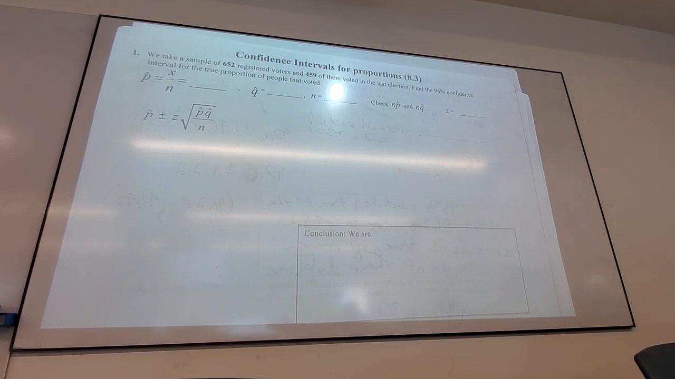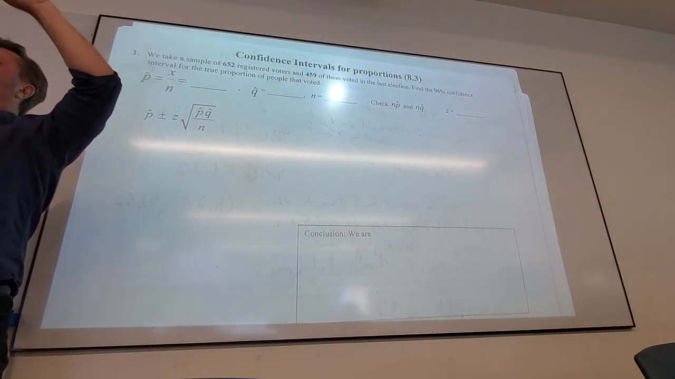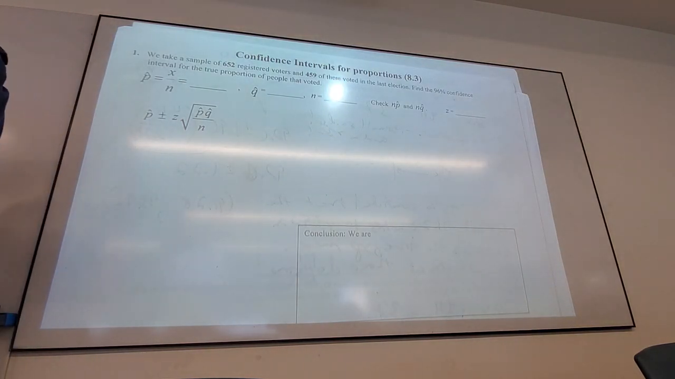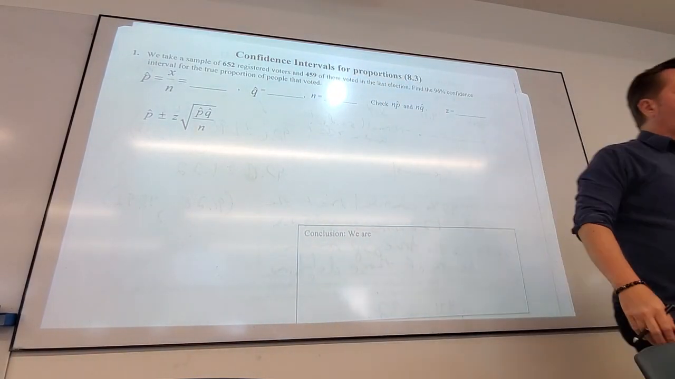So I've got a formula sitting there, but the formula almost makes it seem worse than it should be. Can somebody tell me how many out of how many in our sample did what we're looking for? 459 out of 652. That's the percentage. So go ahead and try to calculate what that is.